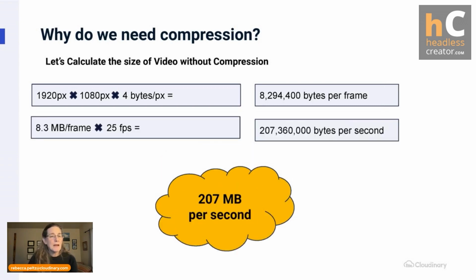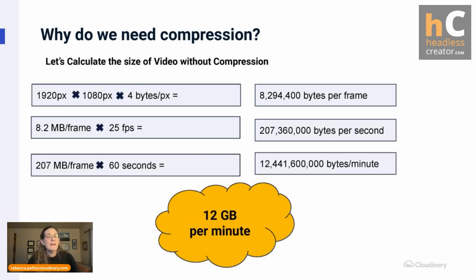Next, I'm going to multiply by 25 frames per second. So for each second of video, I'm going to have 25 of these frames, which is 207 megabytes per second. So we're starting to see some big numbers here.